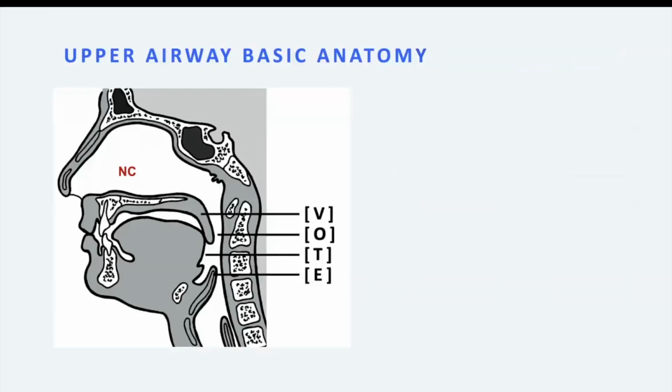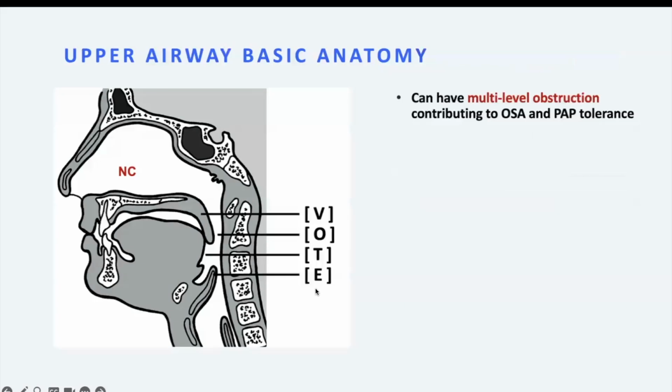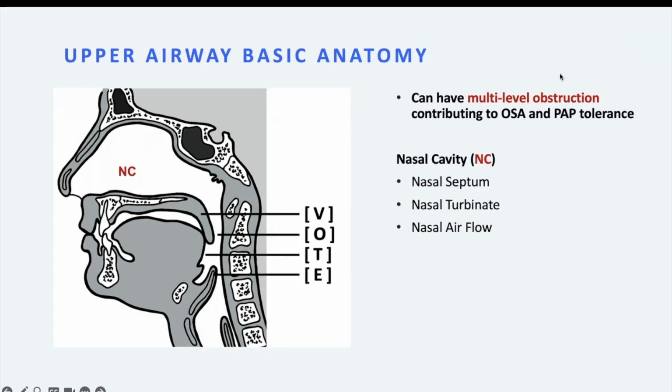Upper airway basic anatomy. It can be divided into different sections, for example, the nasal cavity, and then what we define as VOTE, or velopharynx, oropharynx, base of tongue, and epiglottis. It can have multi-level obstruction contributing to OSA or to positive airway pressure intolerance based on the different levels of obstruction. The nasal cavity includes things like the nasal septum, nasal turbinates, and nasal airflow. VOTE is defined as velum or soft palate, oropharynx, tongue base, and epiglottis.